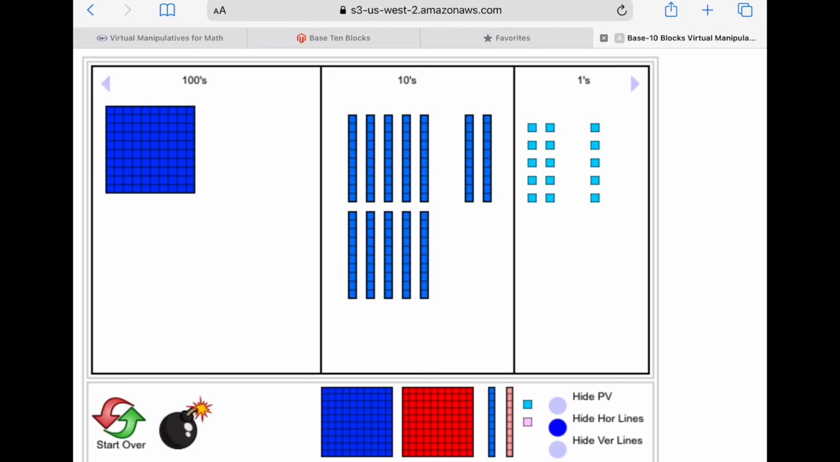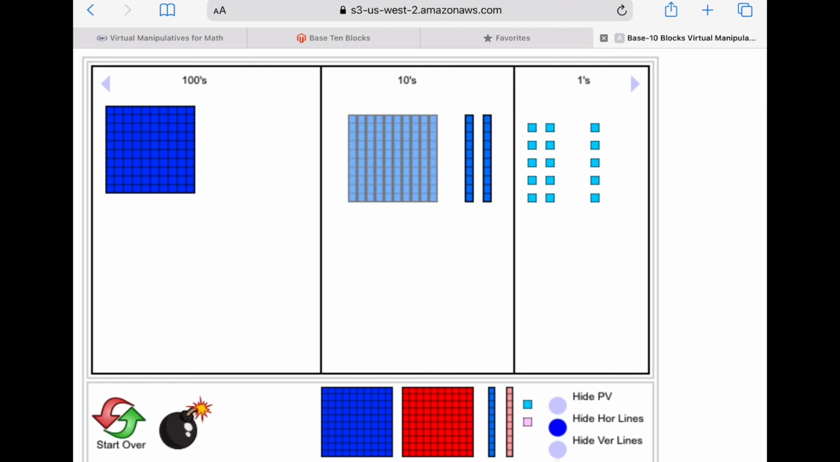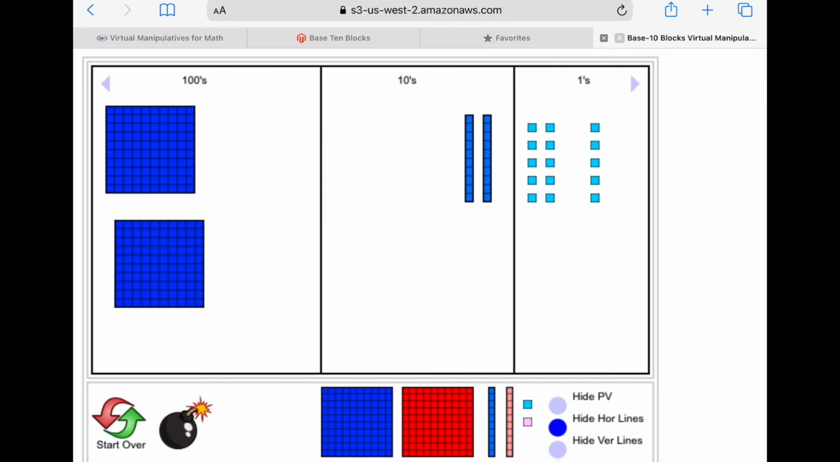We can see that in the tens, we can group together and form a flat. So let's move this over here. And in the ones, we can group together and form a rod. So let's move that over here. And then now we can represent each place with a numeral 0 through 9. So we have 2 hundreds, 3 tens, and 5 ones. 235.